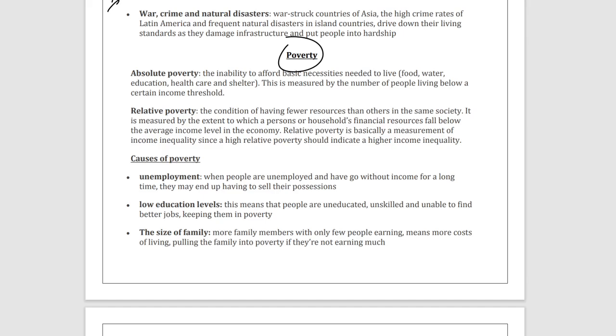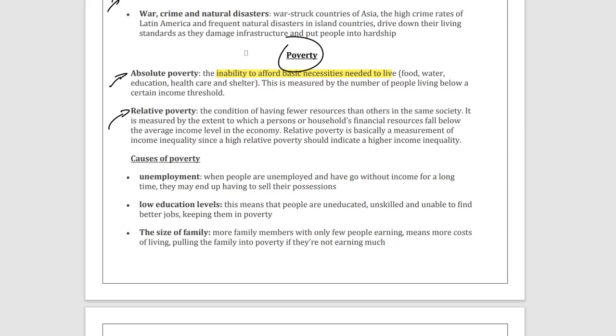We have two types of poverty. We have absolute poverty, right here, and we have relative poverty. So what's absolute poverty? Absolute poverty is the inability to afford the basic necessities to live. Absolute poverty means lacking complete basic necessities, as simple as water.